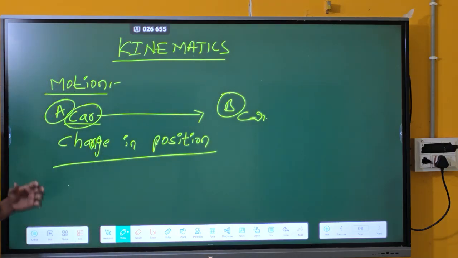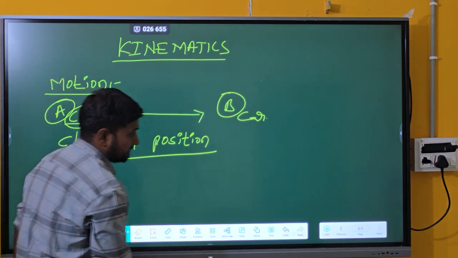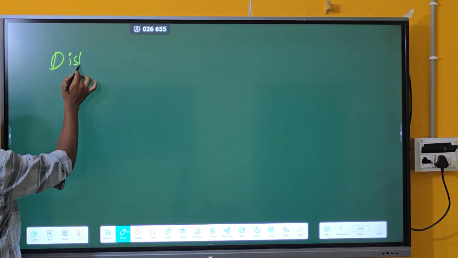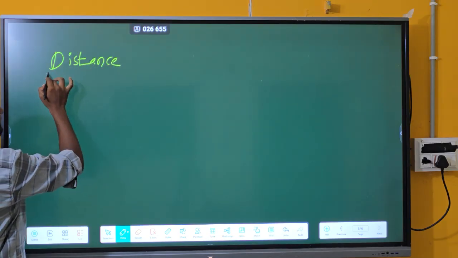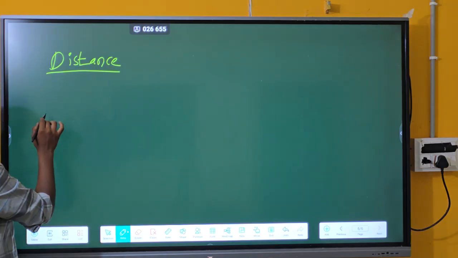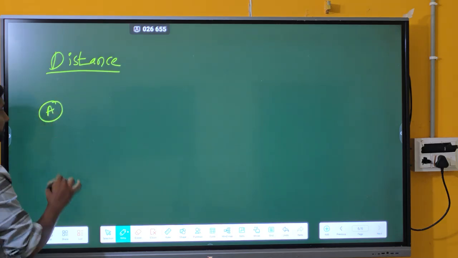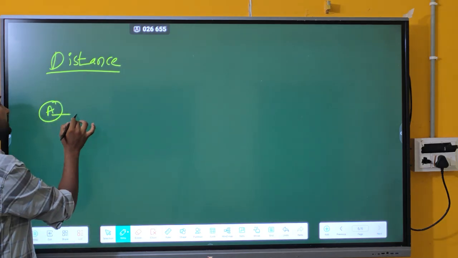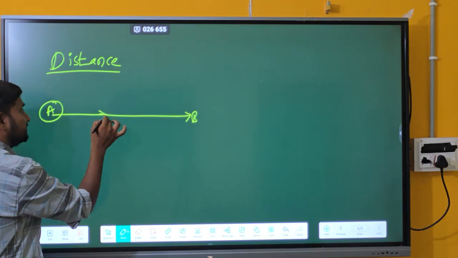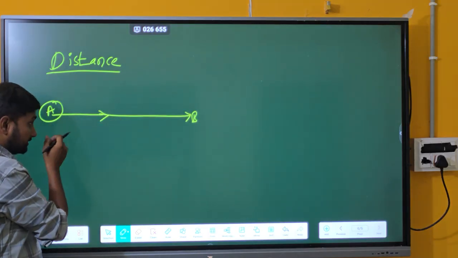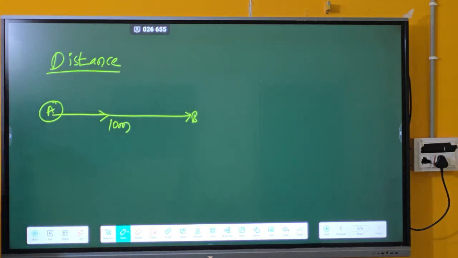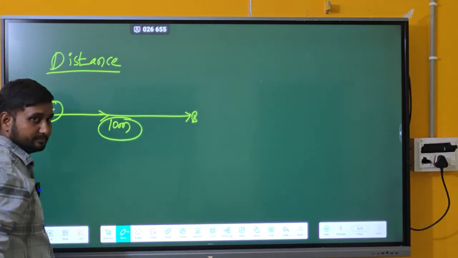After motion, we discuss distance. What is the distance? For example, a body travels from A, the starting position of the body, to B. The distance between A and B is 10 meters. The distance of the body means 10 meters.